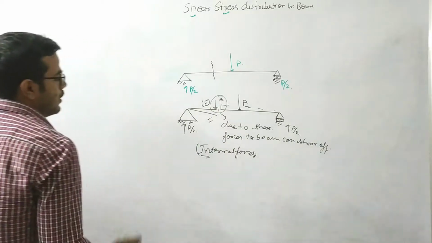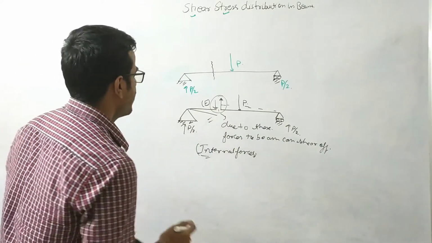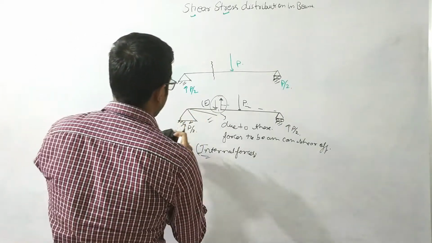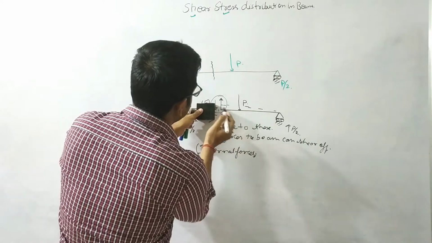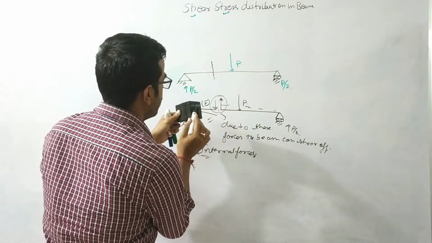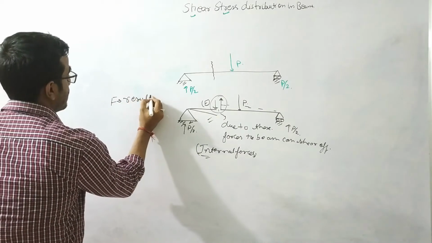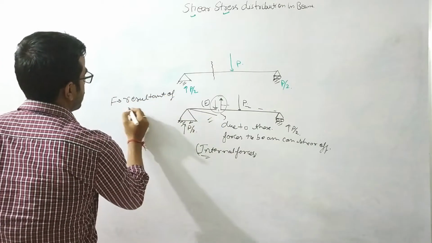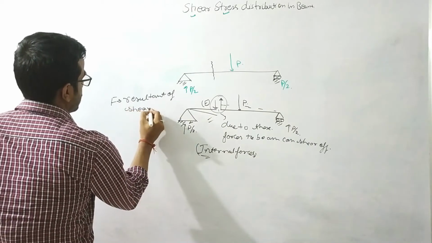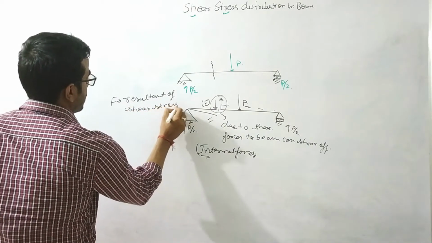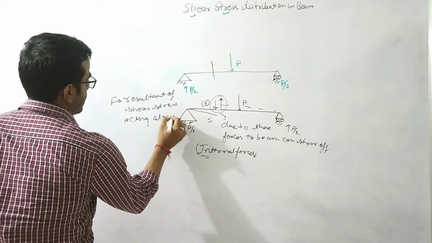So basically, this force is a resultant of a shear stress. Resultant of a shear stress means what? Suppose this is a cut portion. At this portion some shear stress will be there, and at this portion some shear stress will be there. So this F is nothing but the resultant of the shear stress acting along the cut.